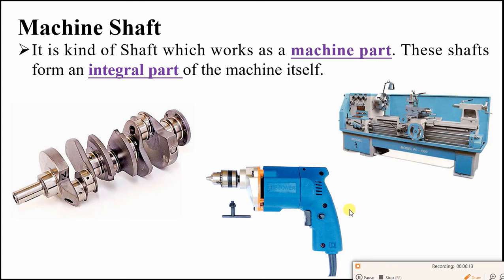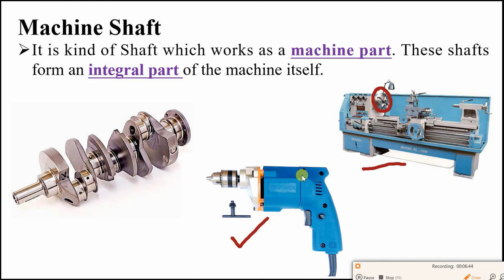If you see here, this is a lathe machine, and this part, all of you know, is used to hold the workpiece. It is called the chuck of the lathe machine. The chuck is called a machine shaft because it is mounted on the machine and it is an integral part of the machine itself, and it has a motion. So it is a part of the machine itself, and it is called a machine shaft.